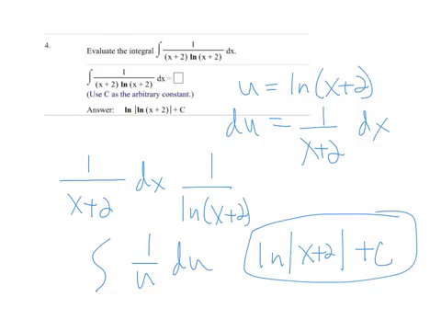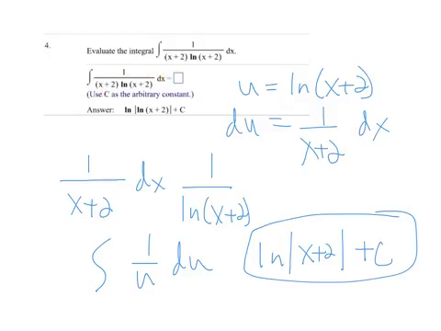So for question number 4, I noticed it looked complicated, so I said, well, can I simplify this? And I said, well, hey, I noticed that 1 over x plus 2 is the derivative of ln of x plus 2, so I decided to use a u substitution of u equals ln of x plus 2. I took the derivative of that, and that's exactly what we got going on here.